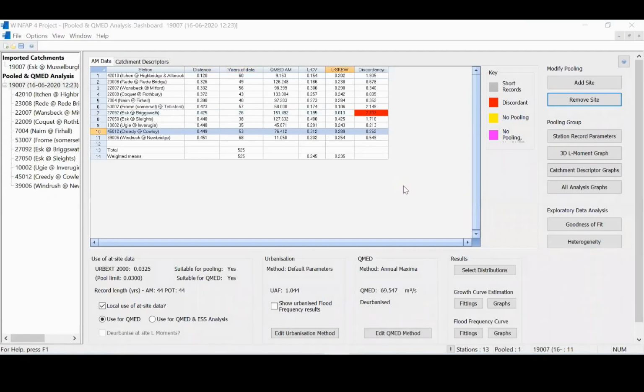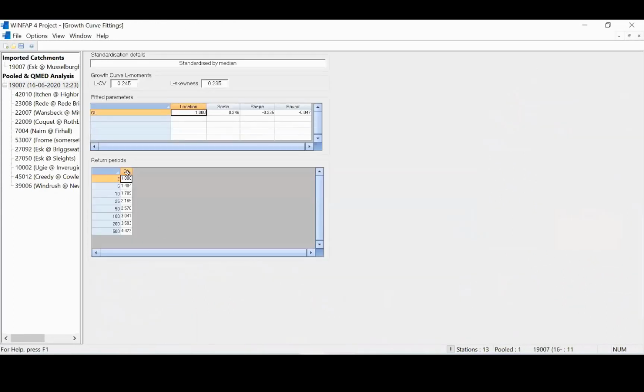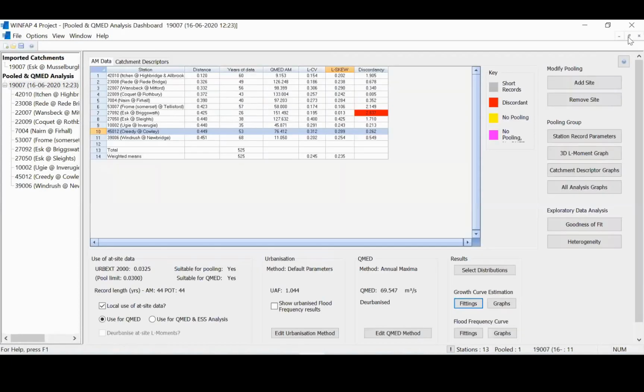So let's say we accept this pooling group. We can now look at the aggregated growth curve it has derived. So that can be viewed here. So if we look at the fittings, again, this is the same as what we saw for the single site analysis. So just the growth factors there, scaling to those higher return period events. Potentially in this situation, we have more confidence in these because we are using 500 years of station data rather than the 45 years of data being used in the single site analysis.